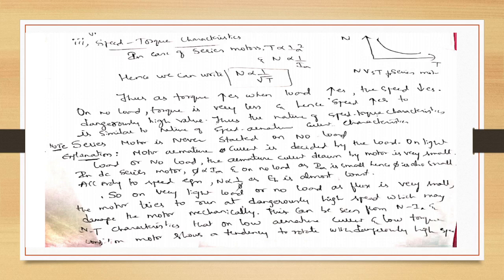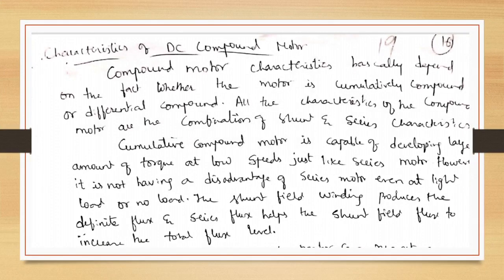So this is the reason why the DC series motor should never be started on no load. In starting at no load or on light loads, flux is very small, or armature current is very small, and speed will be very high, because speed is inversely proportional to flux and speed is inversely proportional to armature current. So in the starting, when armature current is less, speed will be very high. That is why a series motor should never be started on no load. We have to apply some load and start the DC series motor.